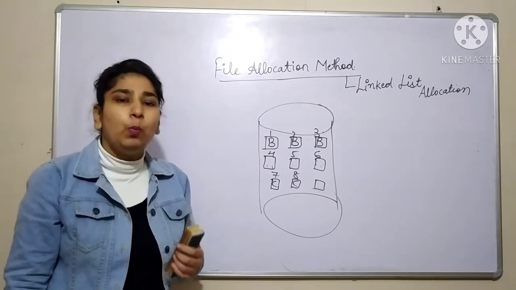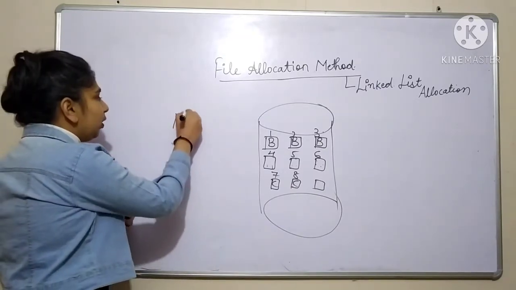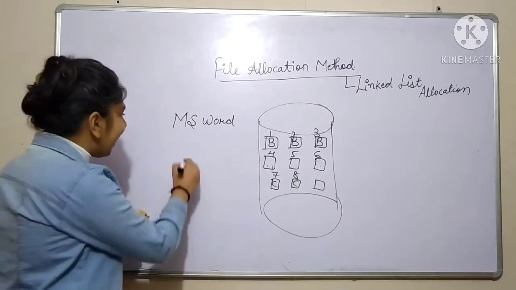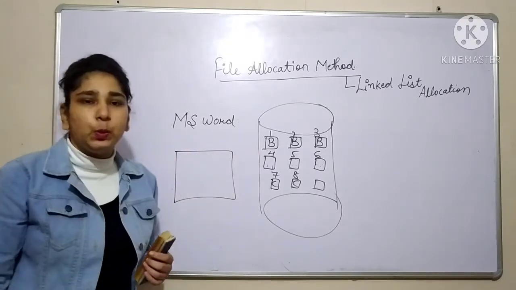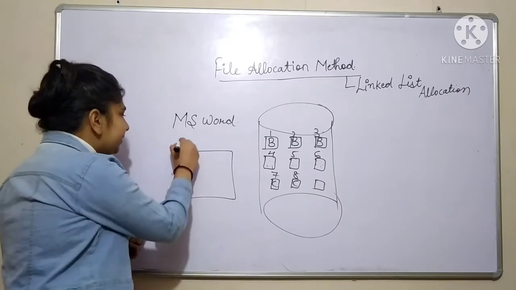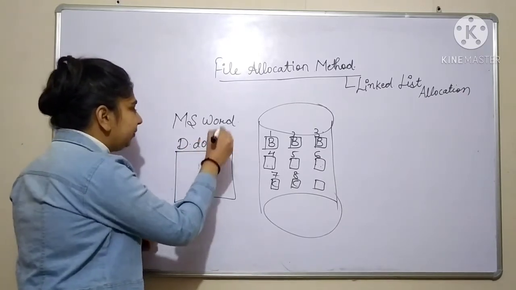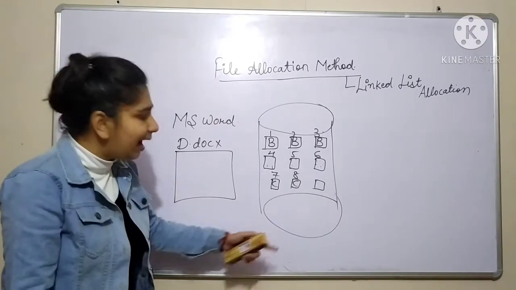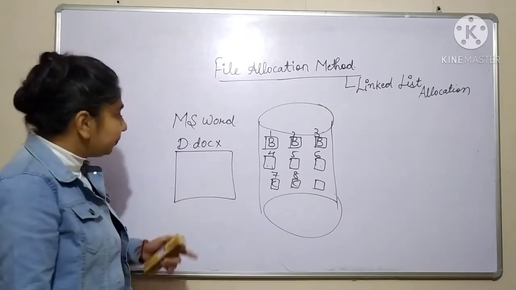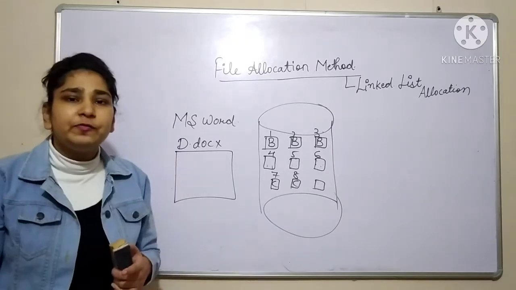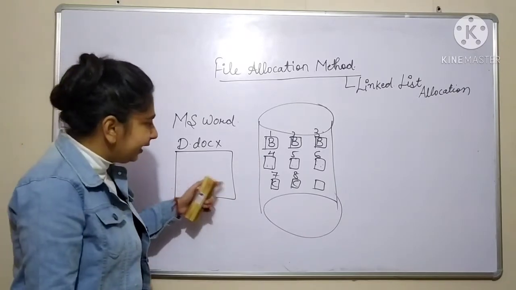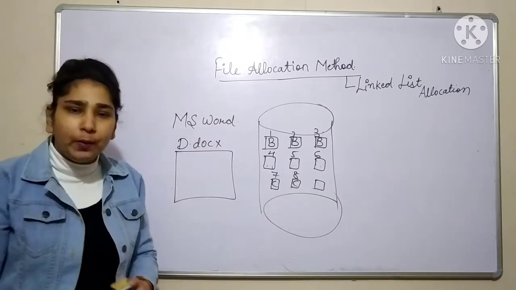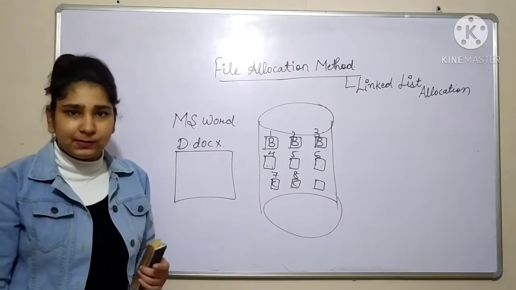Now let's suppose I am opening MS Word, and I am typing some document in an MS Word file. I want to save this file with the name d.docs, and I want to save this file in the hard disk. This d.docs file size is big. It needs 4 blocks of the hard disk. It is going to be stored in 4 blocks of the hard disk.